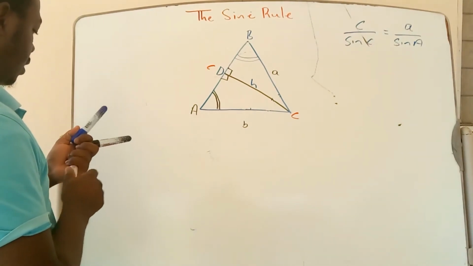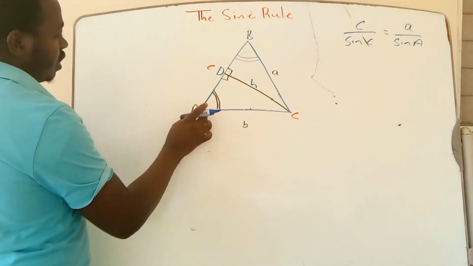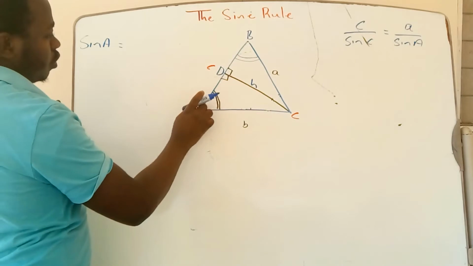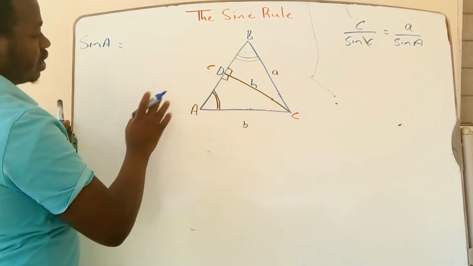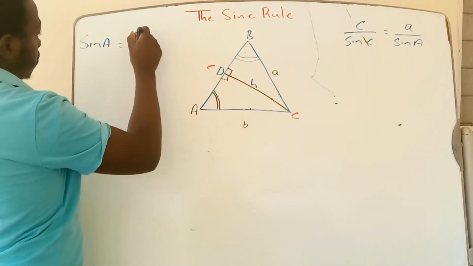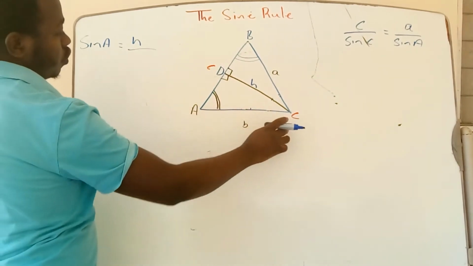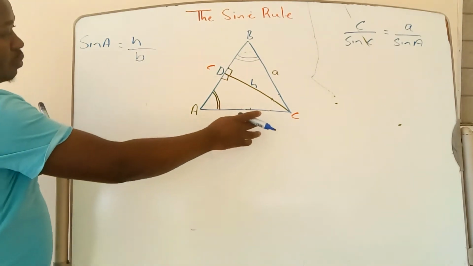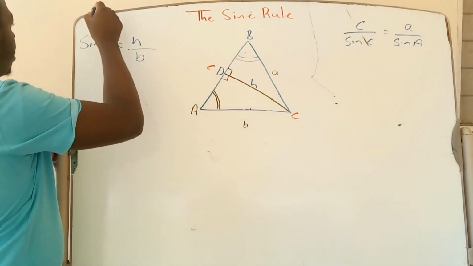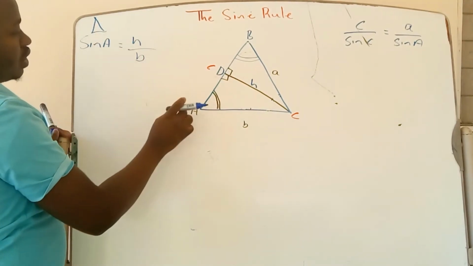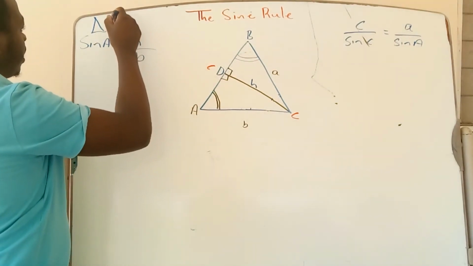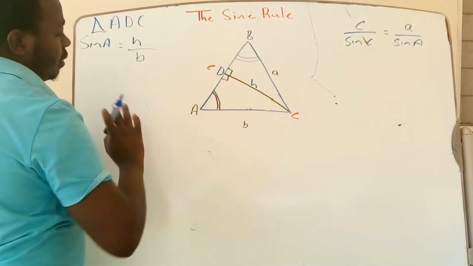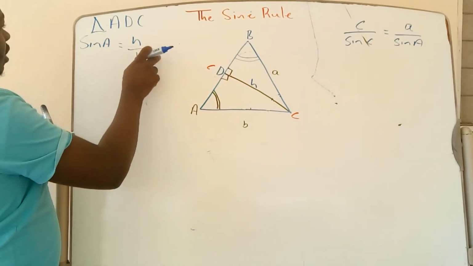So here, I can now take the sine of A, right? What does sine A equal? Sine of A is equal to the opposite over the hypotenuse. What's the opposite side here? The opposite side is just h, over the hypotenuse, which is just b here, right? You see that? And so you don't get confused, let me tell you the triangle that I'm considering. This is ADC. I'm focusing on triangle ADC, which is this right angle triangle here.